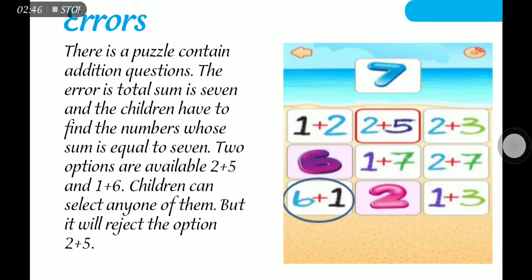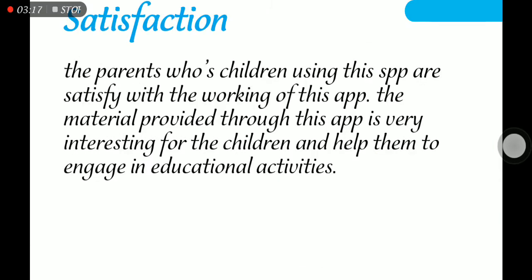There are not many errors found in this app, other than a few, and one of them is discussed here. As you can see in the picture, the red circle, red triangle, rectangles, 2 plus 5 is 7, and the blue circle is also 6 plus 1 equals 7. So this is an error. It only accepts 6 plus 1, not 2 plus 5. So this is one error in the working of this application.